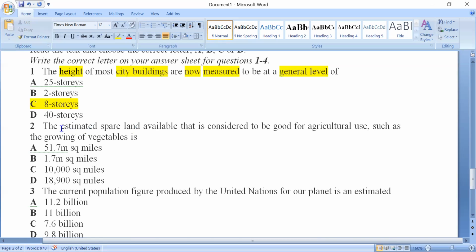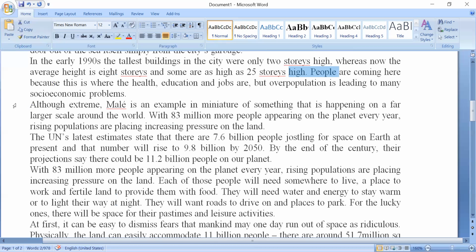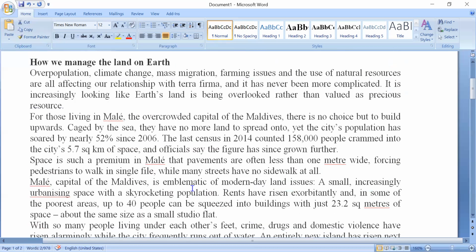Let's move on to this one, estimated spare land. Okay, spare land, that's the heart of the question. Good for agriculture use, such as growing vegetables. We can underline vegetables, yes. And now we stopped here, so we will find from this portion, okay, because they won't ask any question before that part.